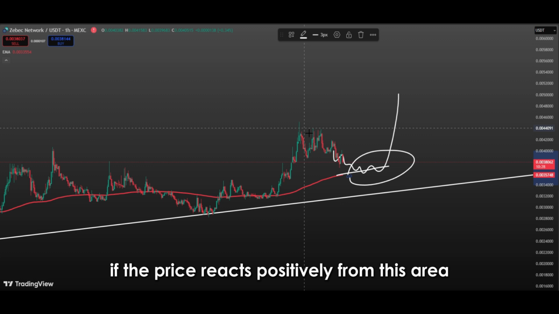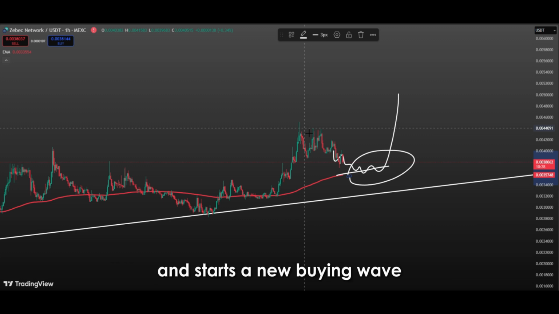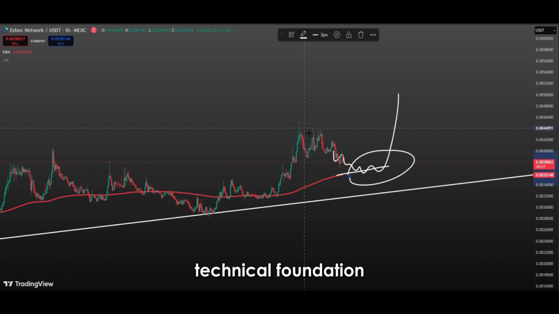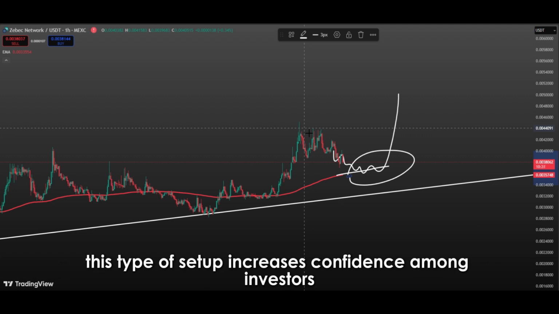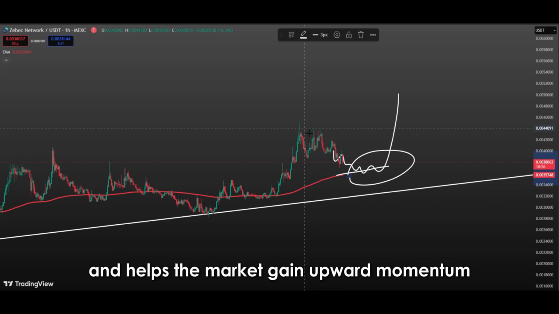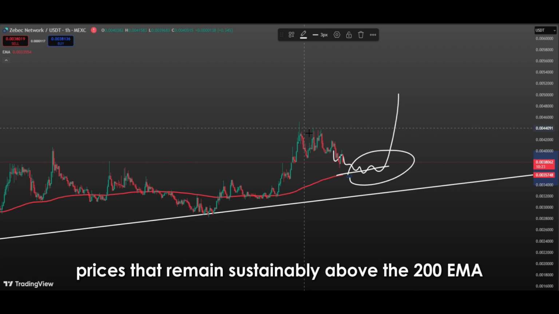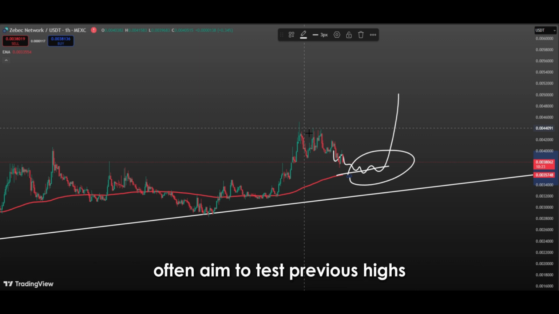If the price reacts positively from this area and starts a new buying wave, it would not be wrong to say that this move has a solid technical foundation. This type of setup increases confidence among investors and helps the market gain upward momentum in a more stable way. Additionally, these kinds of technical structures can present significant opportunities in terms of formation targets. For example, prices that remain sustainably above the 200 EMA often aim to test previous highs. If those levels are also broken, the price may form a new peak.